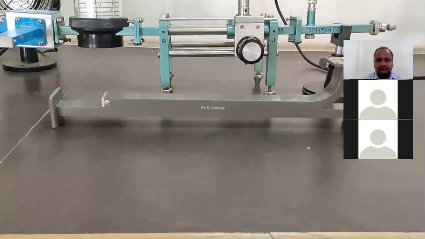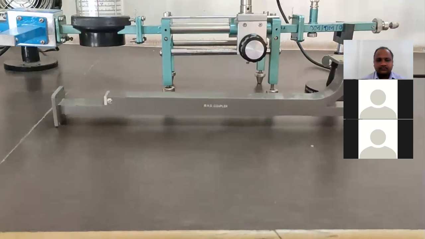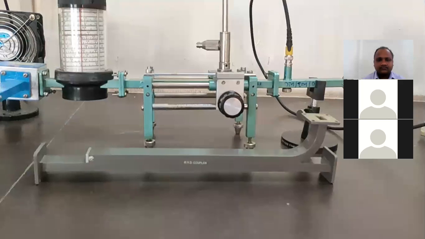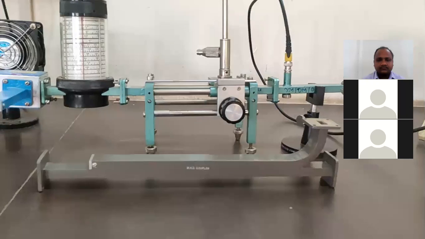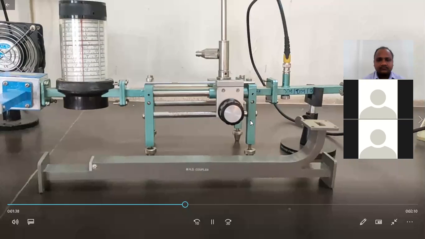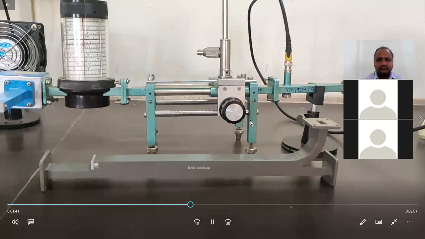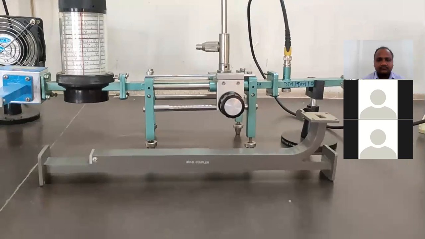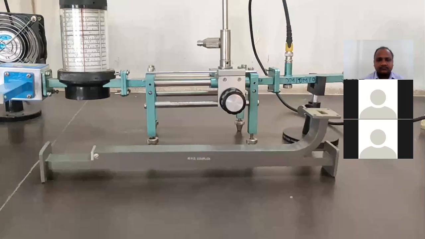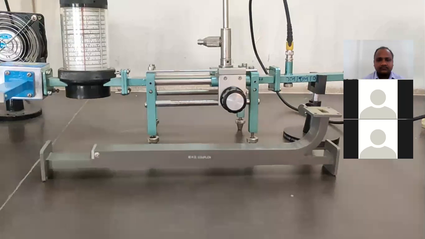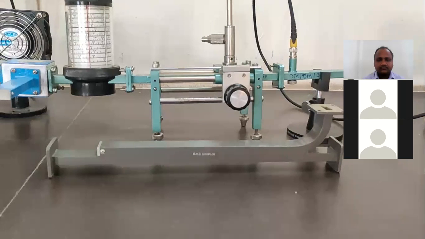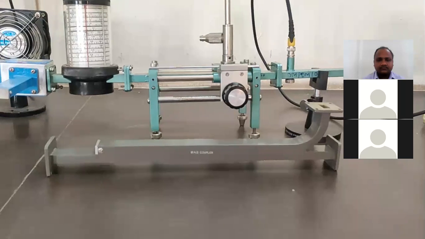So this is a multi-hole directional coupler, and in this experiment we have to find out the port characteristics of this multi-hole directional coupler. There are certain parameters regarding a directional coupler, like the VSWR for the main arm as well as for the auxiliary arm. Then there is isolation, as well as the coupling factor and directivity. So you can find all these parameters with the help of this experiment.